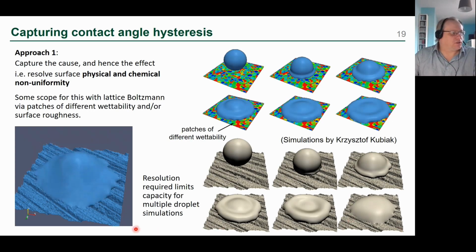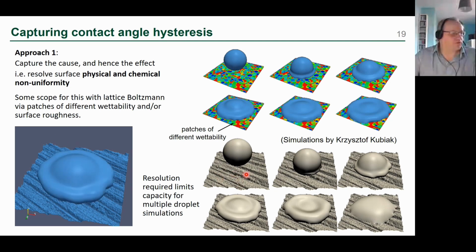So to capture contact angle hysteresis, we could adopt one of two approaches. We could either try to capture the cause of hysteresis, which is non-uniformity on the surface. So that could be a chemical non-uniformity. On this surface here, we've got these coloured patches. These correspond to patches where we've got different local contact angles. And so as the droplet spreads, it will spread at different rates on different parts, and it will lead to some hysteresis in its contact angle.